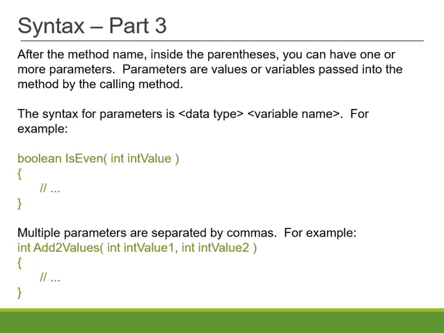The parentheses after the method name contain the parameter name. These parameters can be values or variables passed into the method by a calling method. You must include the data type and the variable for each parameter. If you have more than one parameter, separate multiples by using the comma as shown here on the screen.